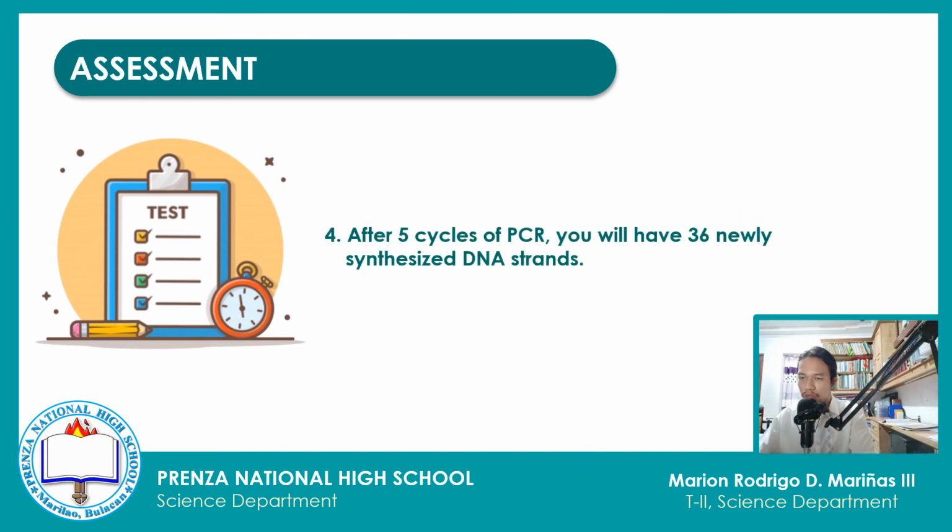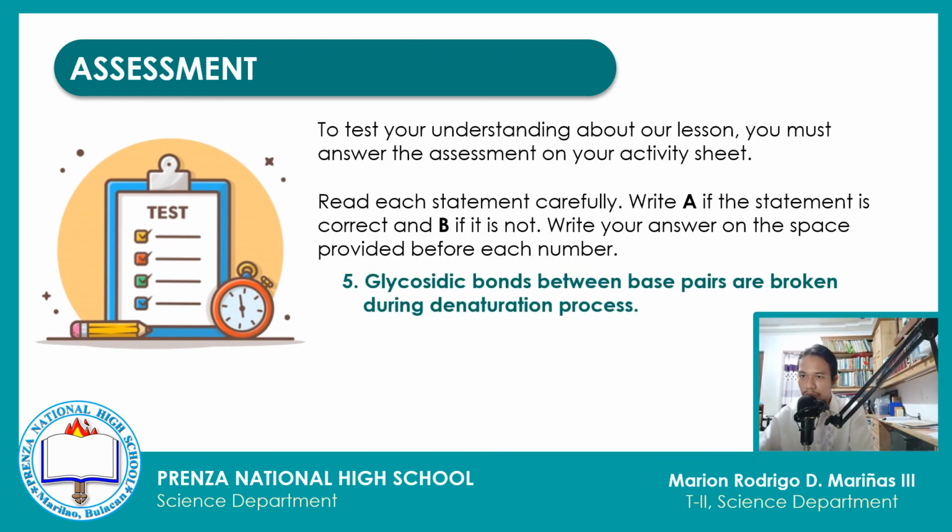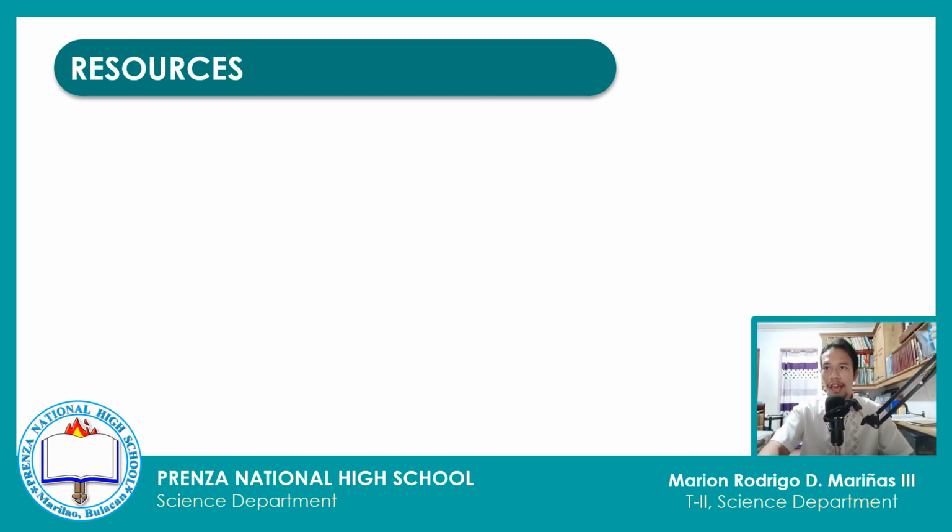And for statement number 4, after 5 cycles of PCR, you will have 36 newly synthesized DNA strands. And lastly, for statement number 5, glycosidic bonds between base pairs are broken during the denaturation process. And this ends our lesson about polymerase chain reaction.